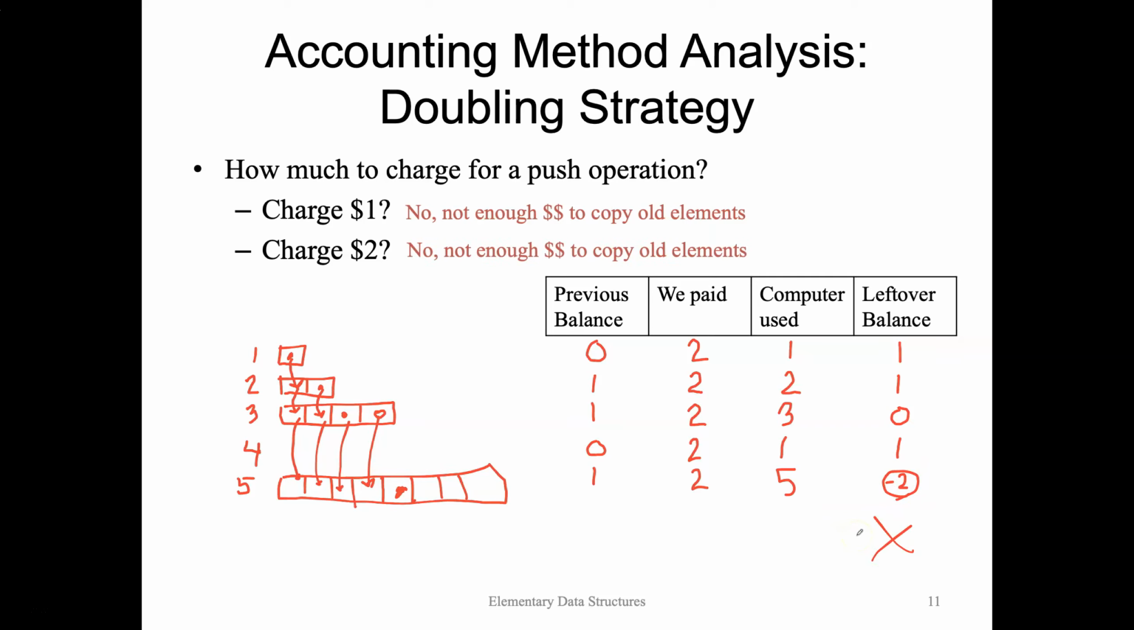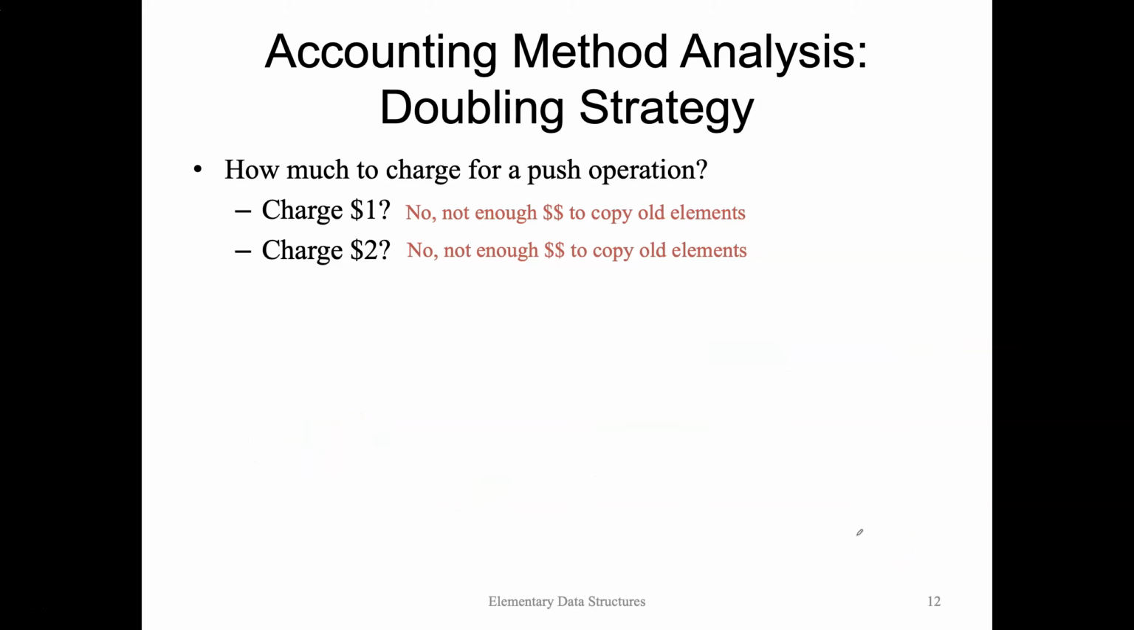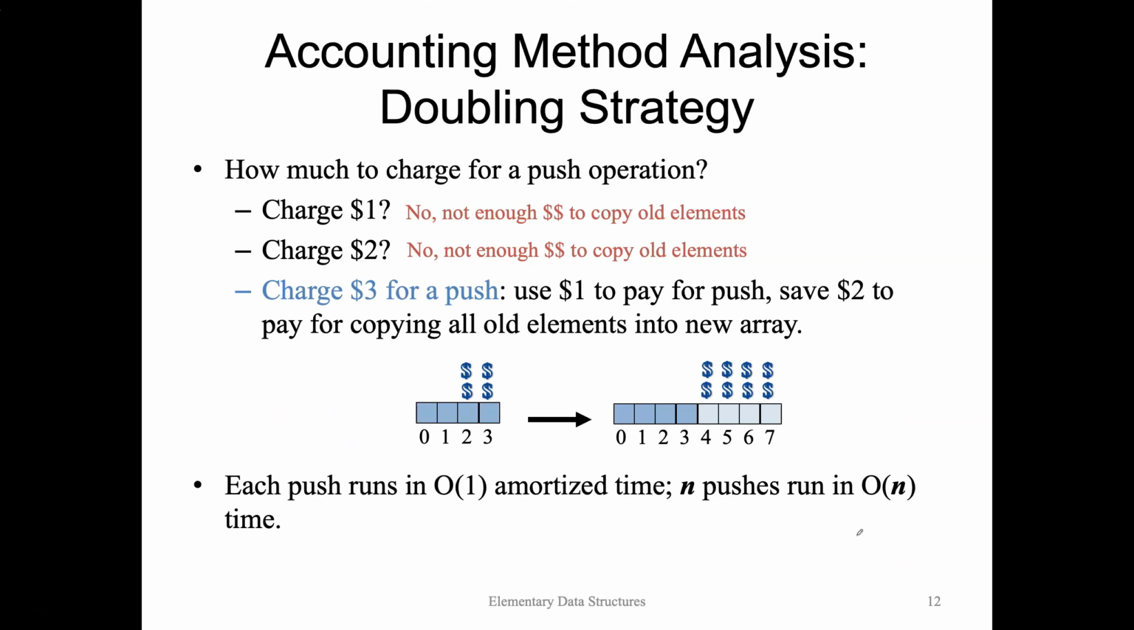Okay, so $1 isn't enough, $2 isn't enough. We need to find a charging scheme that is sufficient here. So we need to have a good guess. Alright, so we can repeat the same process as what we did before, but you'll see that when we charge $3, we don't run into any of the same problems we had before. But in order to show that $3 is actually sufficient for push, that the computer never runs out of money, we need some kind of an argument to show that that's always the case.